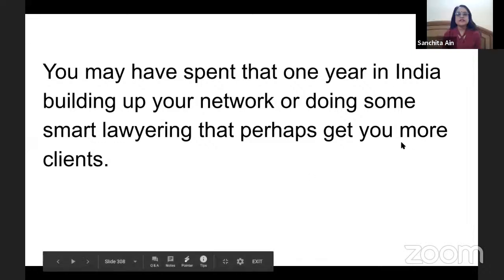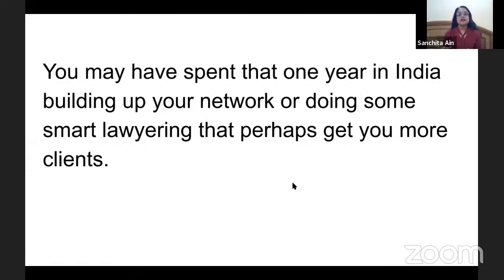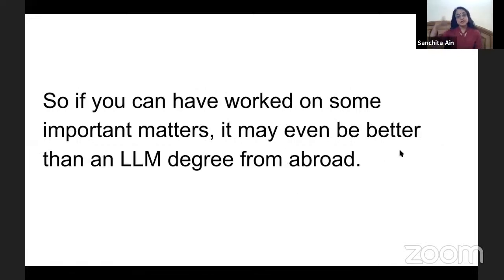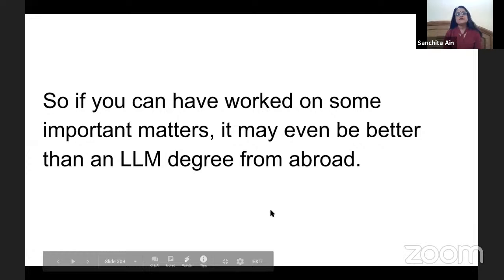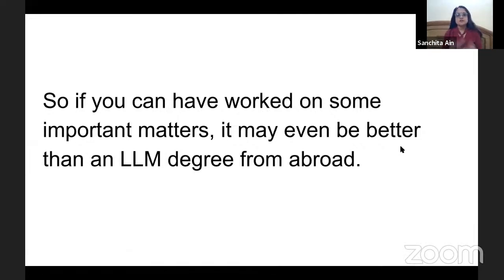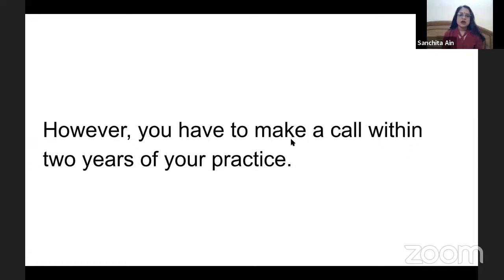Right. So you may have spent that 1 year in India building up your network or doing some smart lawyering that will perhaps get you more clients than spending it abroad. So if you get to work on some important matters during that 1 year, it's of course way more valuable than an LLM. However, you have to make a call within the first 2 years of practice.